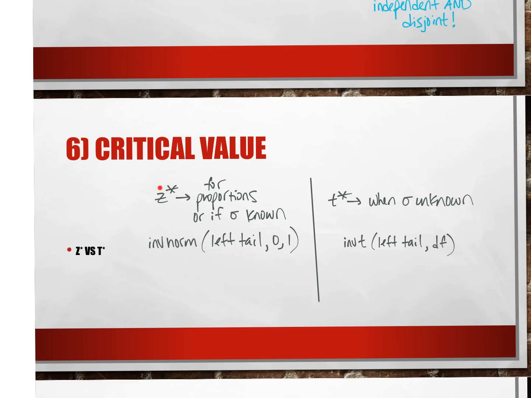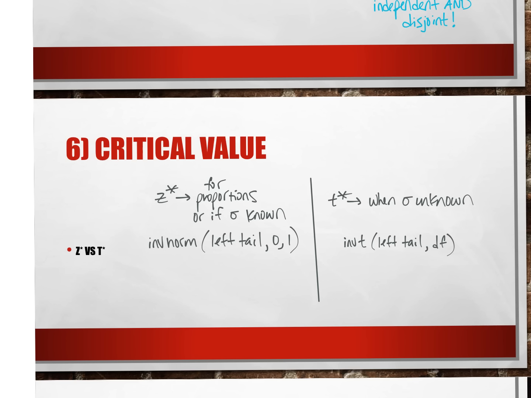When do you use Z star? Always for proportions, or if you know the population sigma, which is rare, but we did do an AP problem very recently where they did give you the population sigma, and it was a means problem, but we still used a Z star. If it's a means problem and you do not know sigma, remember this is in our sentence that we write before we do any sort of T interval or T test. We always write, "and sigma is unknown, therefore we're going to use a T test or T interval."